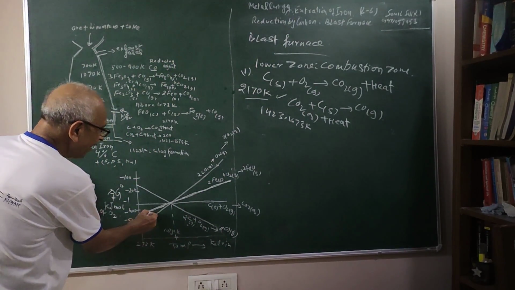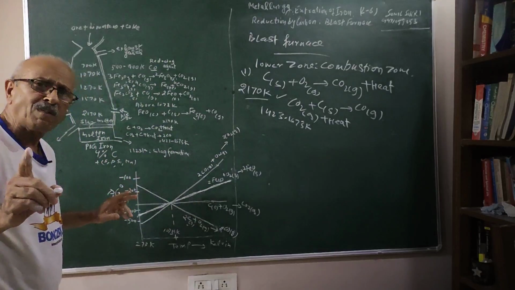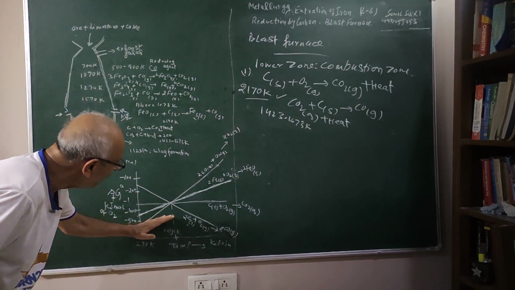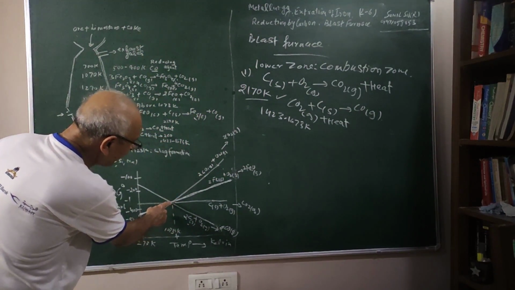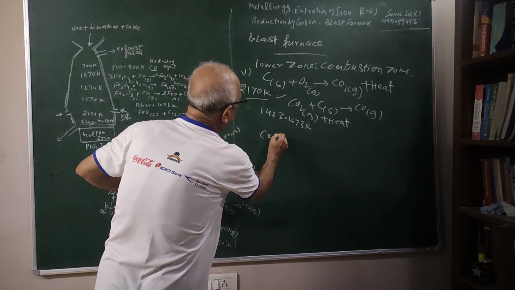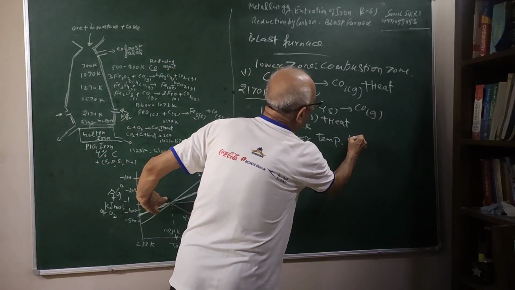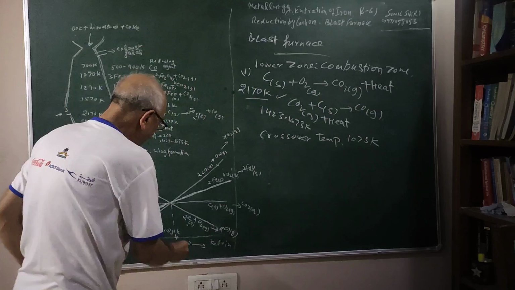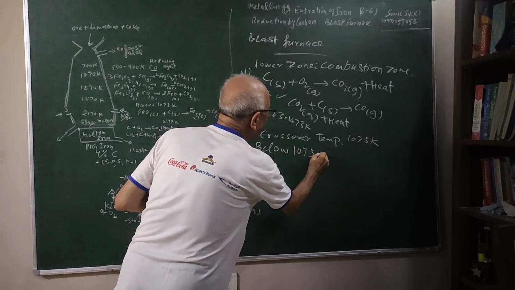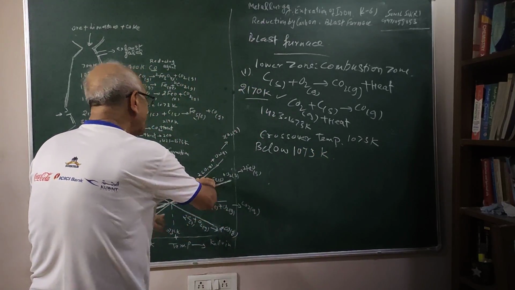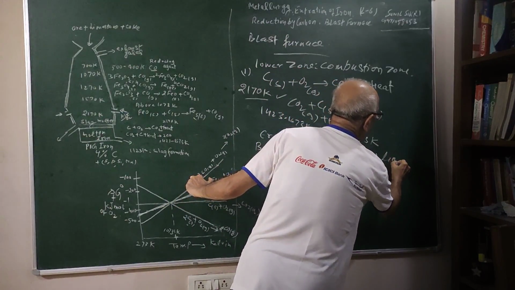Important point is, this is a dark line which I have shown. This is the iron, Fe, forming FeO. As we know from the Ellingham diagram, those lines which are lying lower will be able to reduce the lines which are lying above them. Therefore, you can say that the crossover temperature is 1073, and you see that below 1073 Kelvin, the CO2 line is lower.